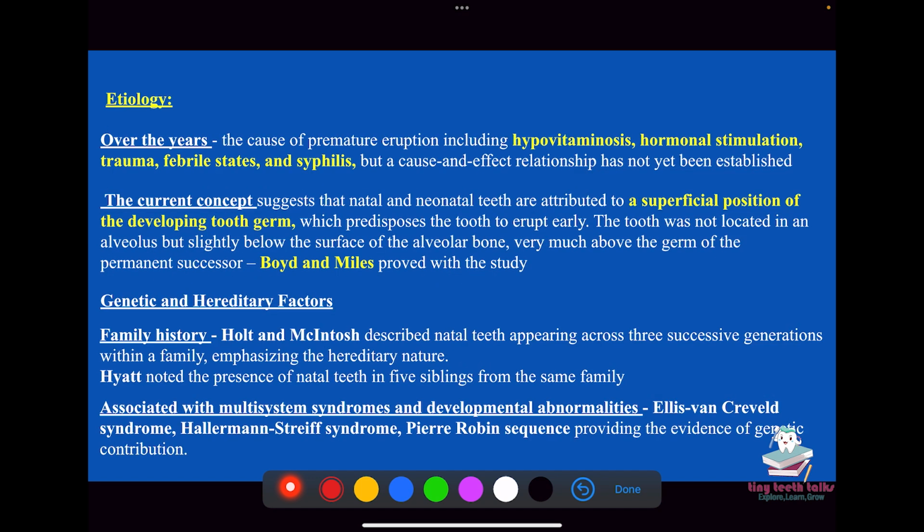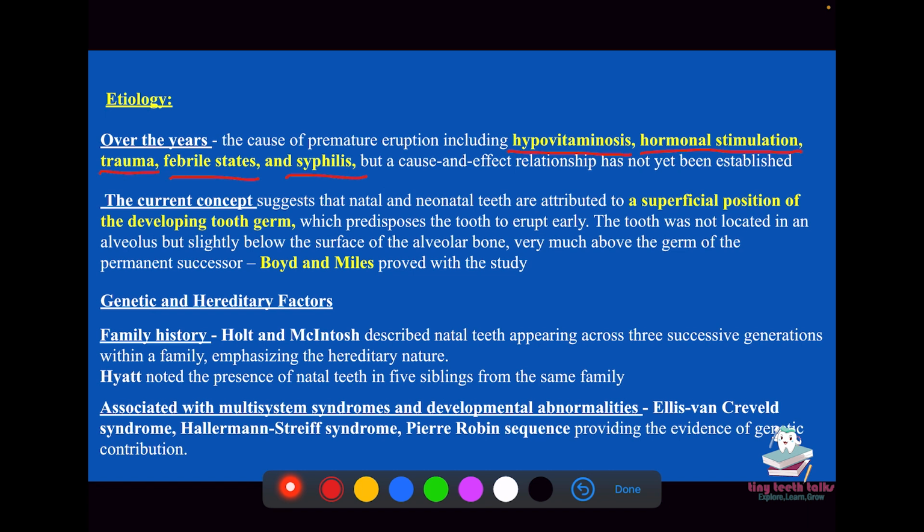Coming to the etiology, over the years, the causes of premature eruption have included hypovitaminosis, hormonal stimulation, trauma, febrile status, and syphilis, but a cause and effect relationship has not yet been established.